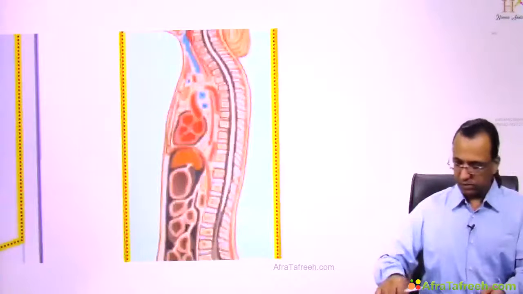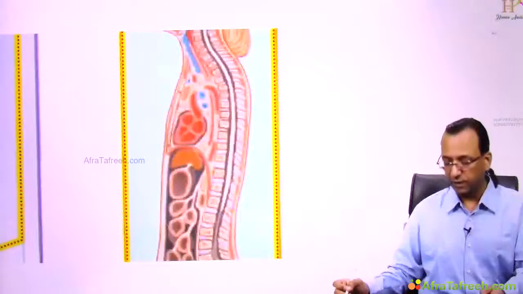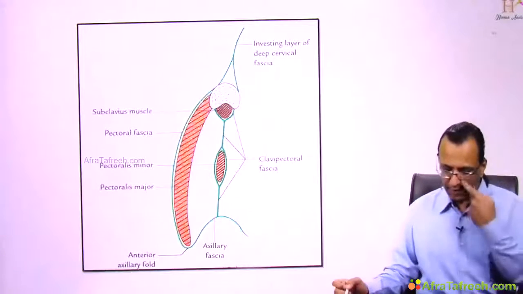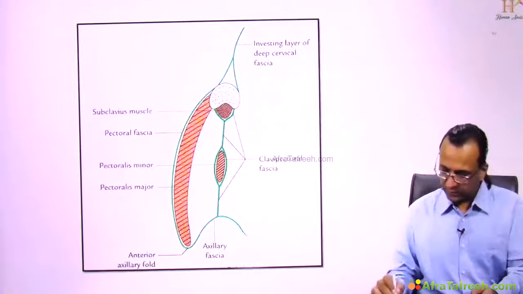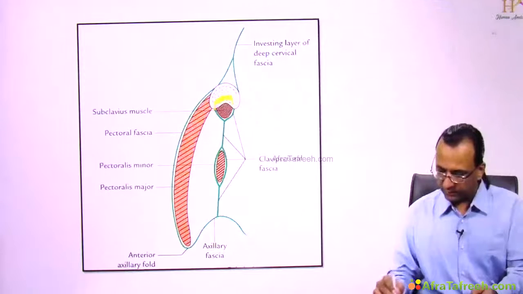Oh, from the sagittal view? Yes, sagittal view. Let us see this sagittal view now. And what are you looking at? This is the clavicle bone. If you say this is the clavicle bone, fine. What is the clavicle bone doing?